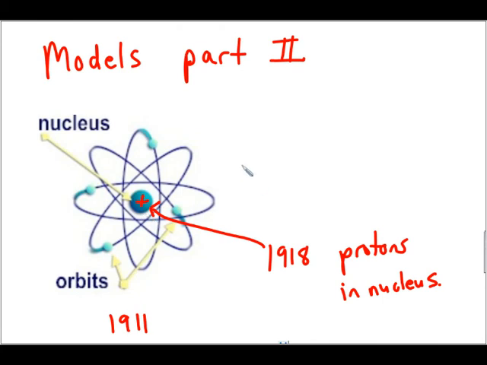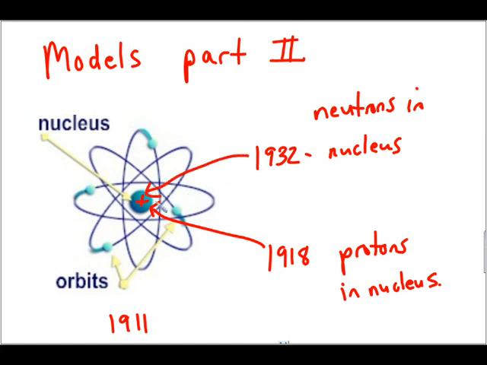Then in 1932, James Chadwick, one of Rutherford's students, came along and discovered that the nucleus contains neutrons. So not only do we have protons, but we also have neutrons in our nucleus. And that's just a quick snapshot of the history of the atom and some of the experiments that went into the discoveries.